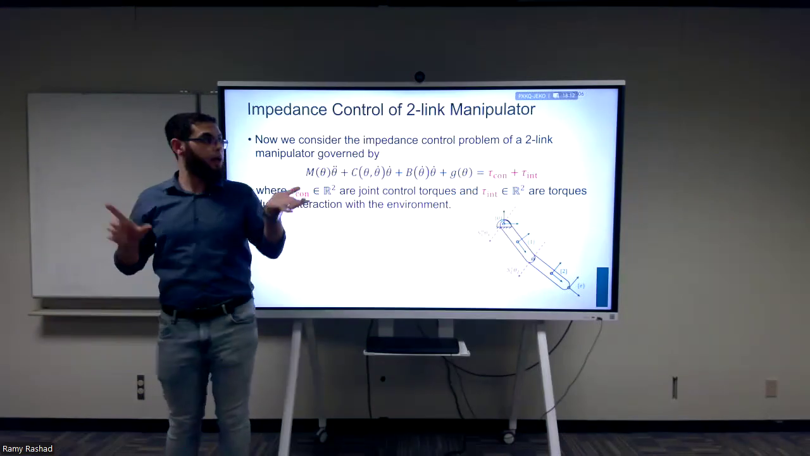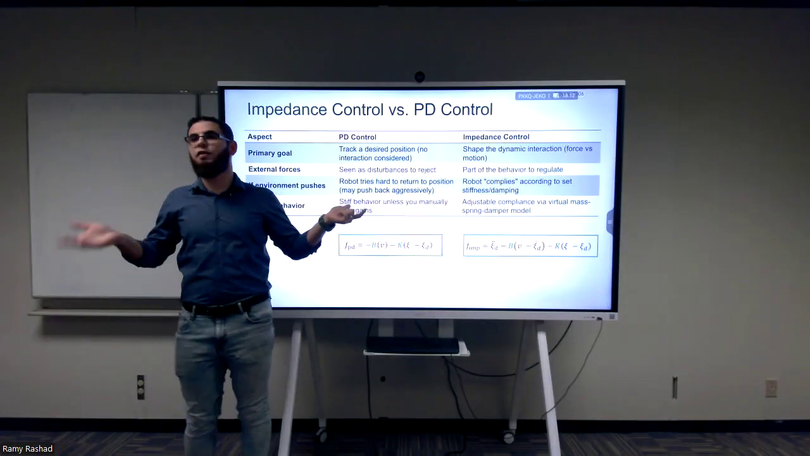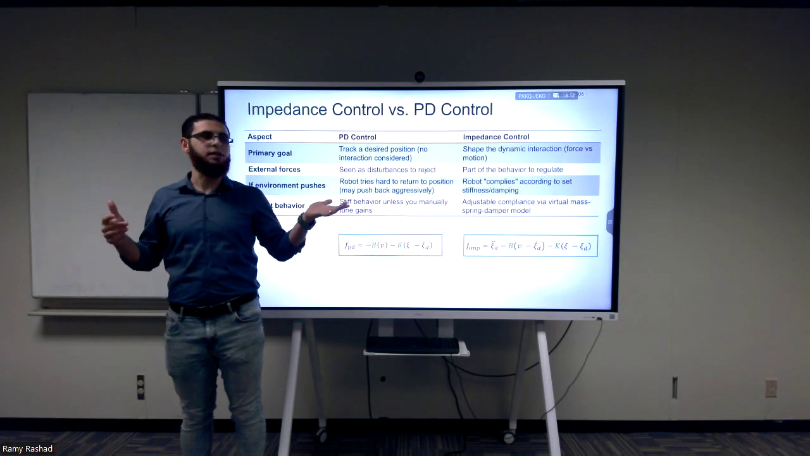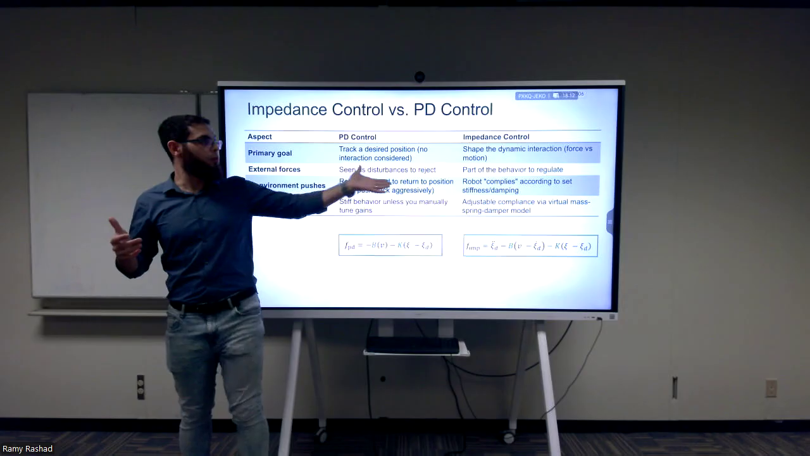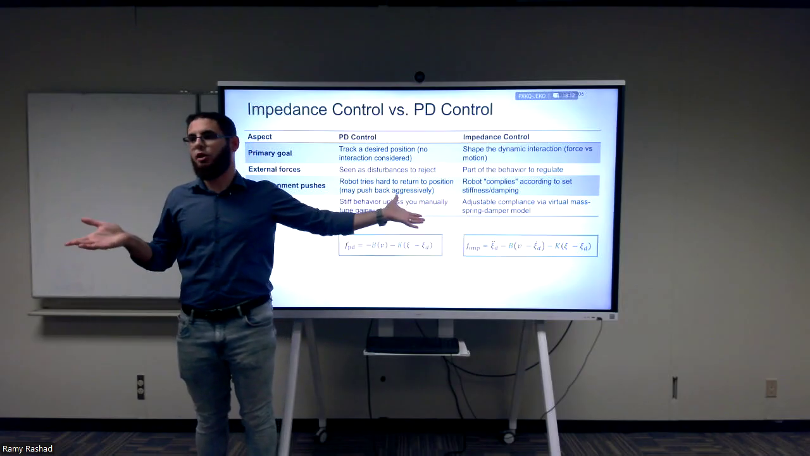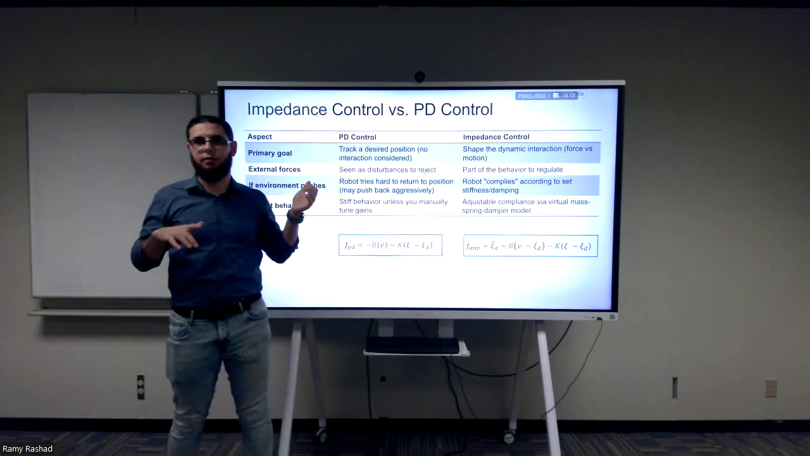Okay, and this is why the next extension, let me go back. So the extension of the PD control is what? Whenever we have disturbances, PID. Exactly. But when we're talking about impedance control, the extension of it is not impedance control with an integrator. It's not how it works. You see, this is the paradigm shift.